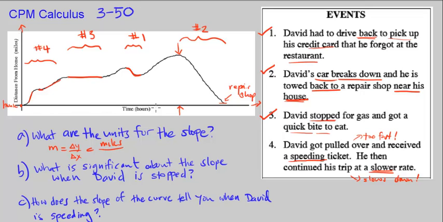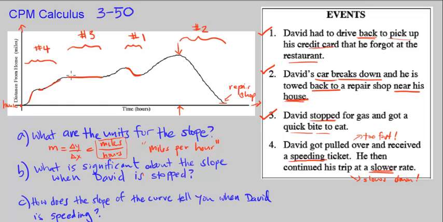And the change in x is going to be time in hours. So the slope, the units, is just going to be miles per hour. You could just keep it like this, miles per hour, or you could write miles per hour. Okay, either way.